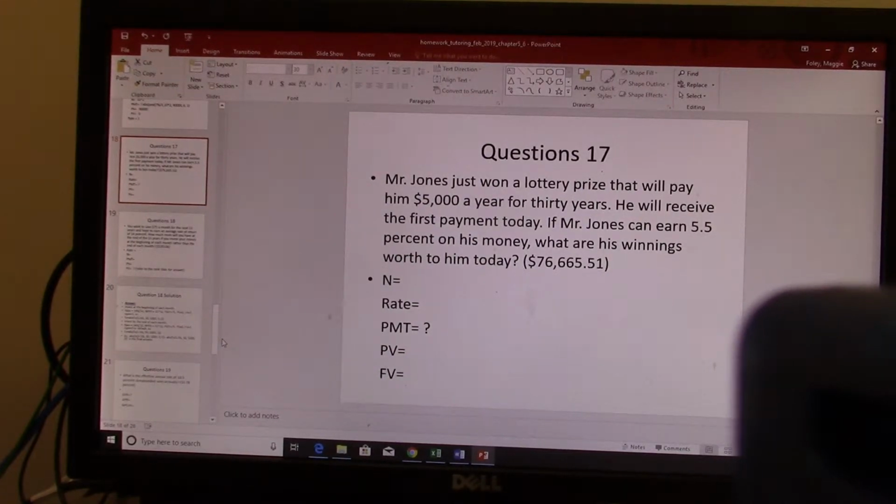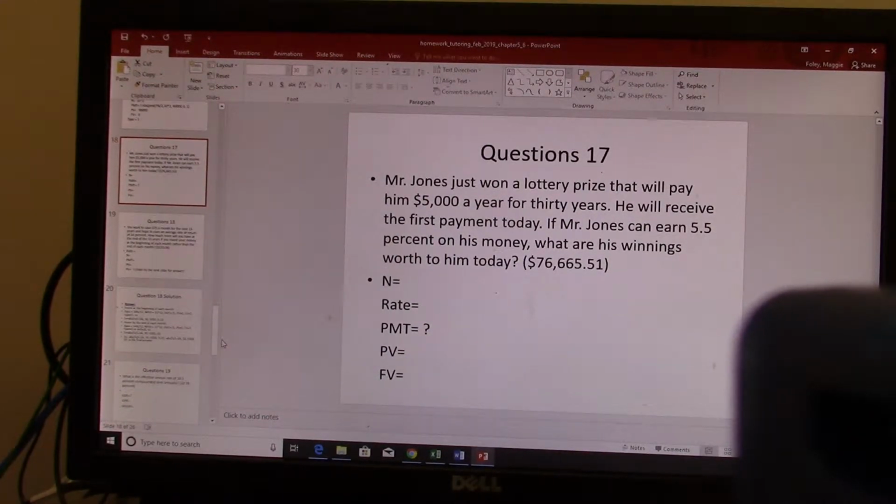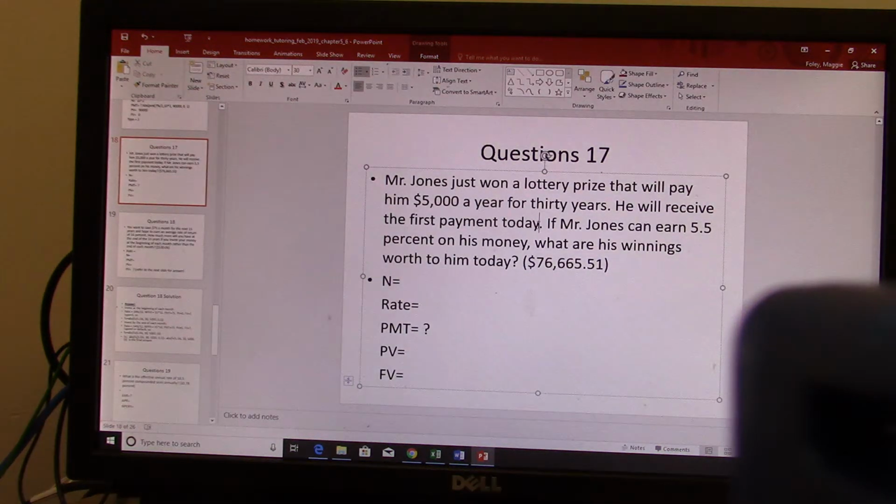Question 17. Mr. Jones just won a lottery prize that will pay him $5,000 a year for 30 years. So obviously $5,000 is the payment, and 30 years is the number of periods. He will receive his first payment today. So now you see the words, he will receive his first payment today, so this is an annuity due question.